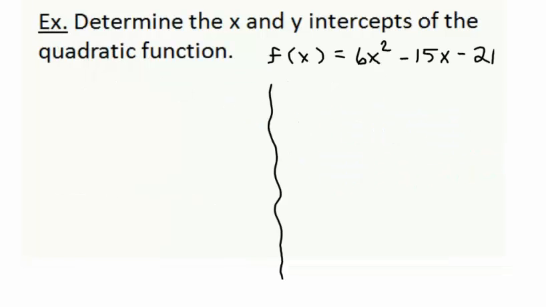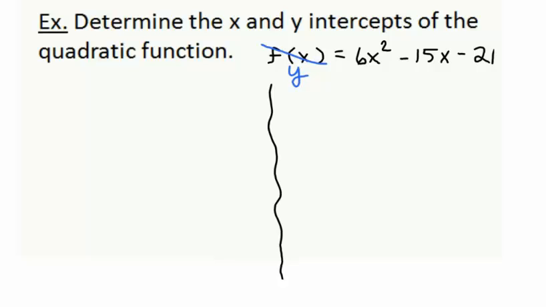In our last example, I want to work through a procedure to show you how to find the x and y intercepts for a quadratic function. Now the process to do this is just the same as we've seen before. If we would like to find the x-intercepts, we're going to set y equal to 0. And if we want to find the y-intercepts, we're going to set x equal to 0.